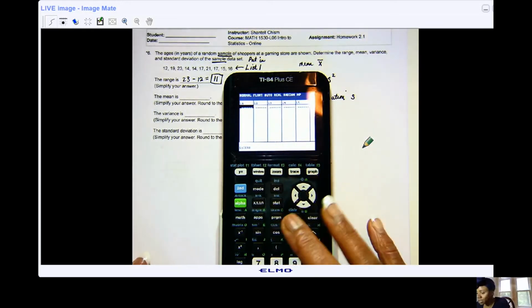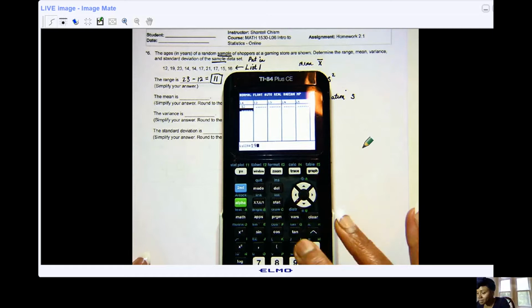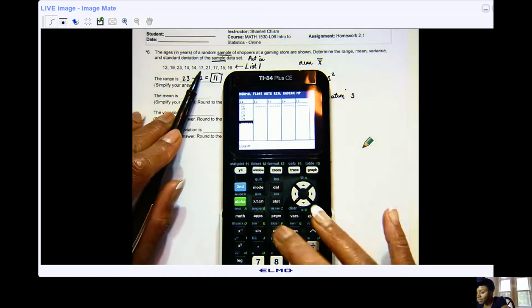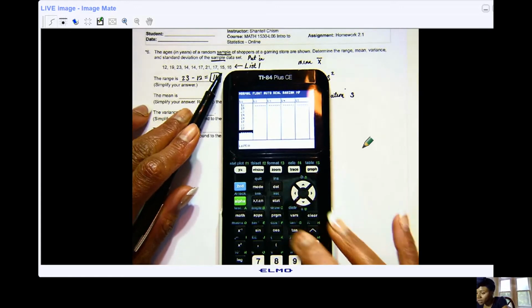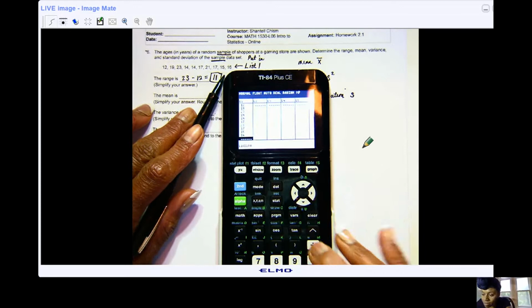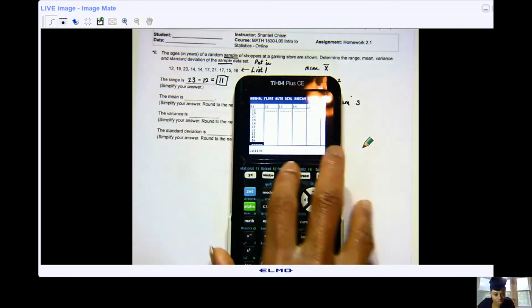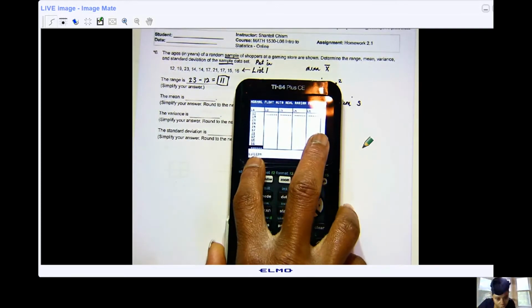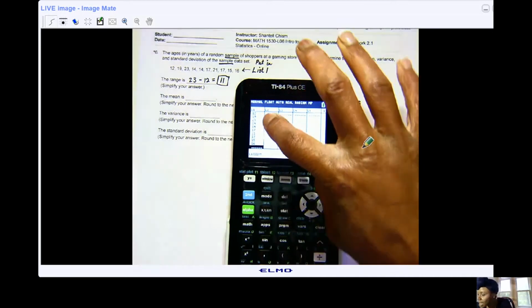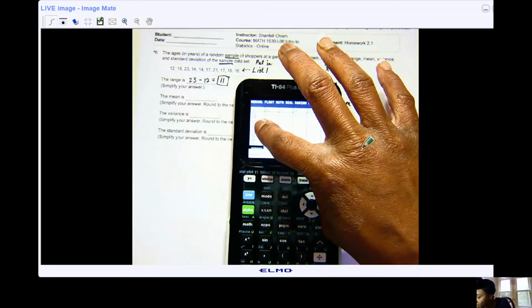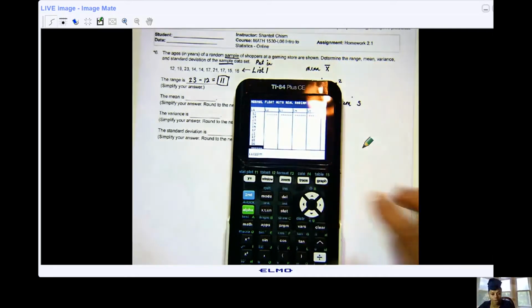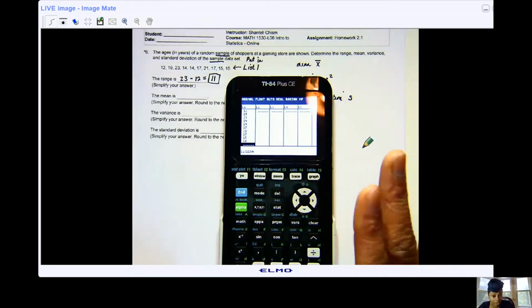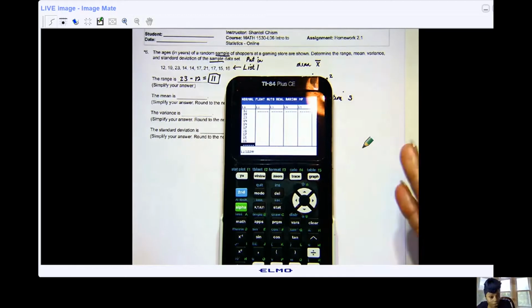Now we're going to put the data values in. So 12, 19, 23, 14, 14, 17, 21, 17, 15, 16. Okay, and I should have 10 entries in because look, it's waiting on number 11, so I definitely have all 10. Just double check, make sure you didn't enter in anything that you shouldn't have, and everything looks good.